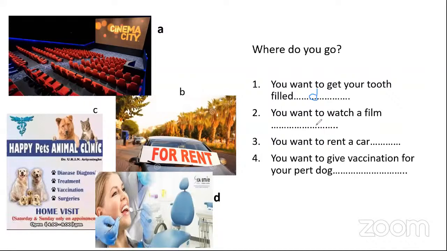Okay, the first one. You want to get your tooth filled. There is a problem with your tooth. You have to fill that one. So what is the place you go? Yes, D, dental clinic. Put the letter of the picture. D is the correct answer. Put a tick. If you are correct, put a tick.